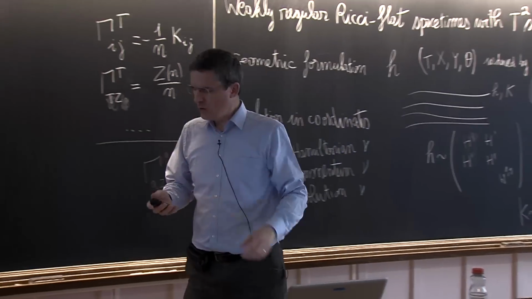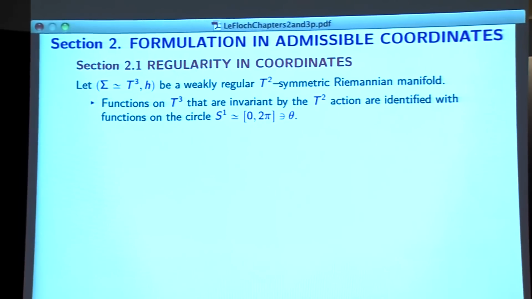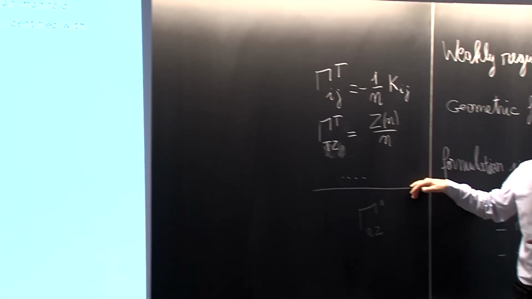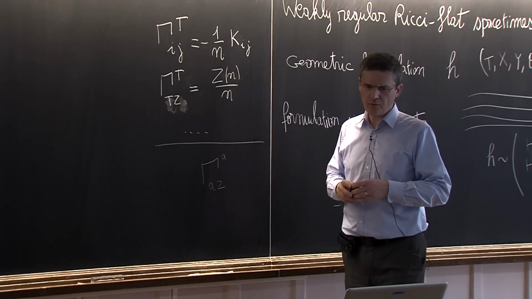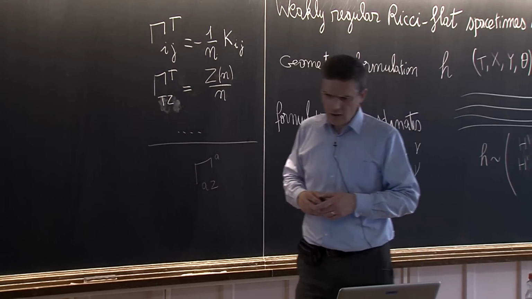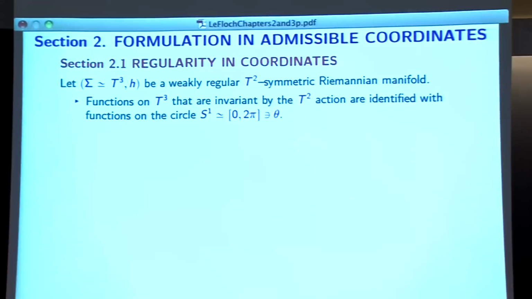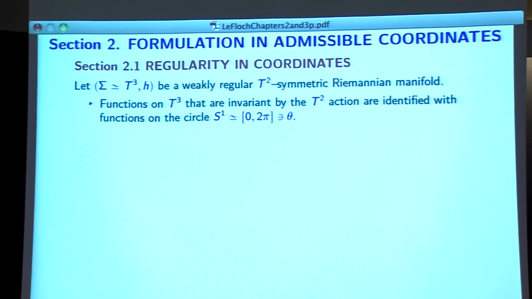So for the regularity in coordinates, we start like before with a weakly regular T2 symmetric Riemannian manifold. And we take our functions that are defined on each slice of the foliation. Because of the symmetry assumption that we are making, we can reduce the problem to functions that are defined on S1. The invariance under the T2 action allows us to do that. So we will write PDEs that contain the time variable and one space variable that describe S1. Okay, so that's the goal.